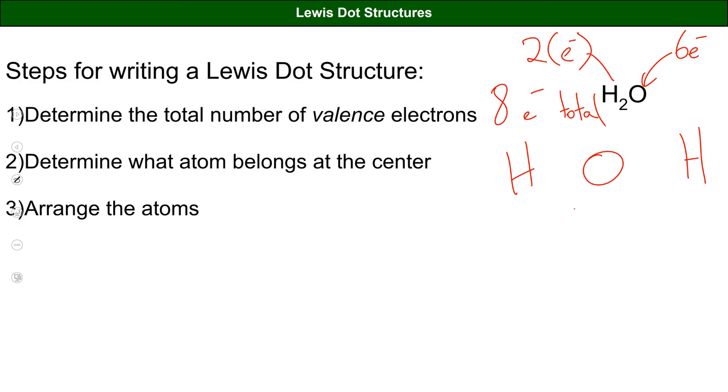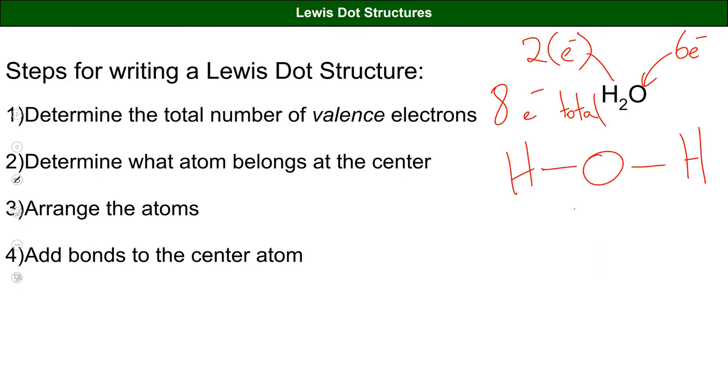So we arrange these. We know that the oxygen has to go in the middle because hydrogen can't go in the middle. And then we just say, okay, I know that they have to be connected. Otherwise, it wouldn't be a molecule. If one of these hydrogens didn't have a bond to the oxygen, it wouldn't be H2O. It would be something else. So we know that those have to be there and that they have to be connected.